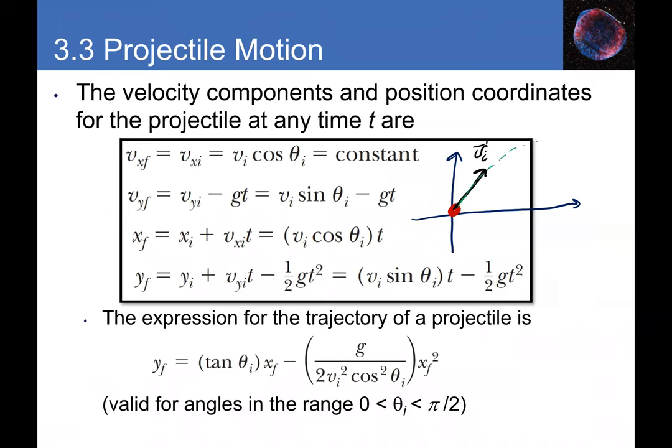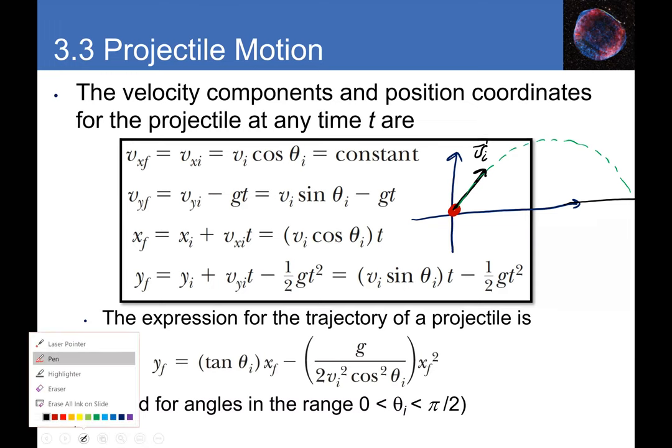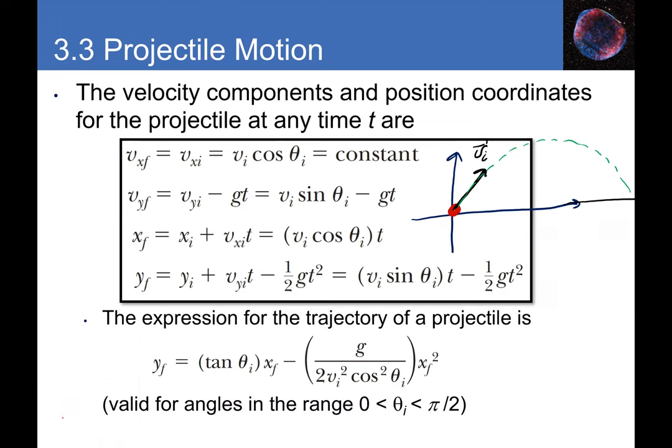So it's going to go like this and then come back and hit the ground. All right, so you can see this object undergoes parabolic motion like that. That's the trajectory, the actual path of the ball. Now, what we do from the very beginning is look at this initial velocity vector and its direction, which I'll call theta I.